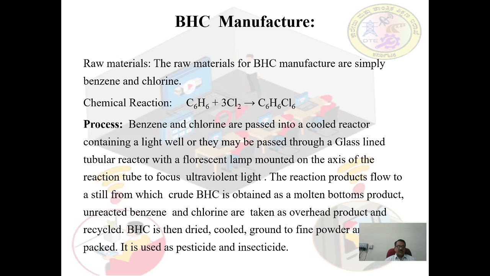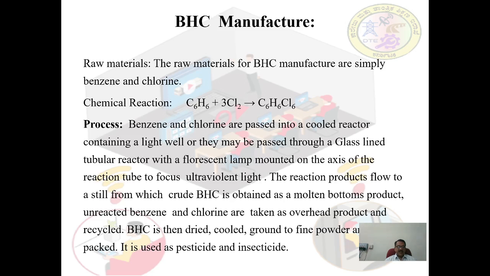Question number 2. BHC is made by chlorination of benzene dash. Options are A, which is an addition reaction. Option B, which is a substitution reaction. Option C, in absolute dark. Option D, in presence of sunlight. Option A is the right answer. It is an addition reaction.